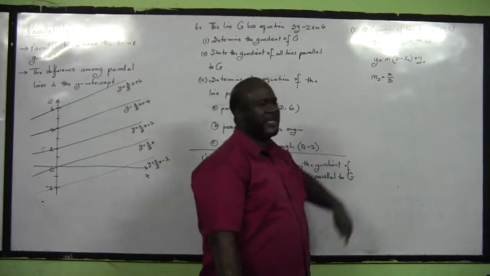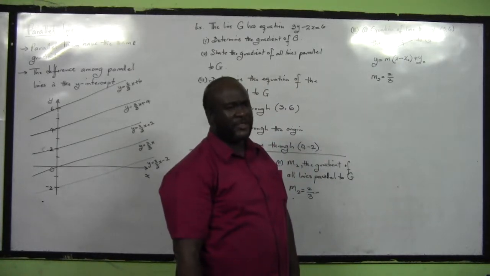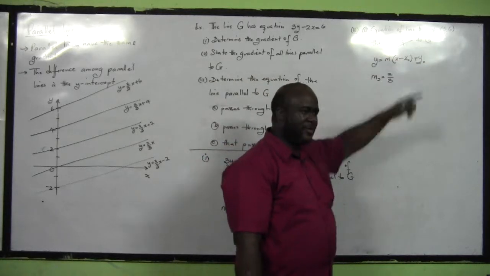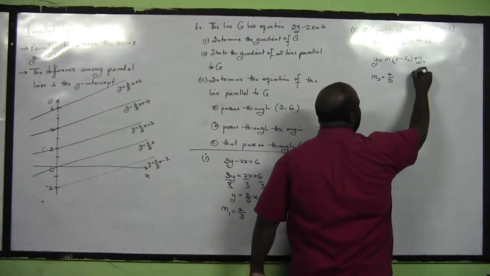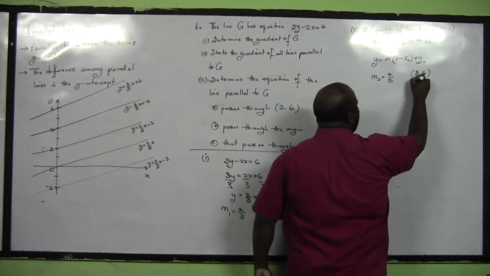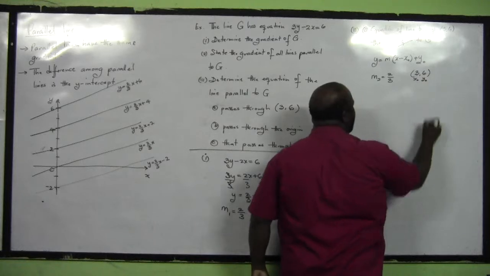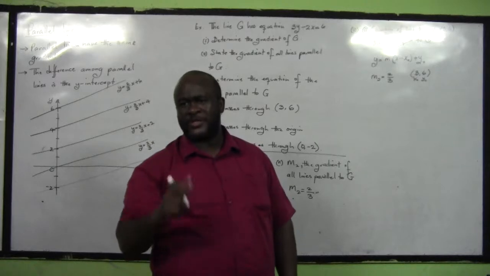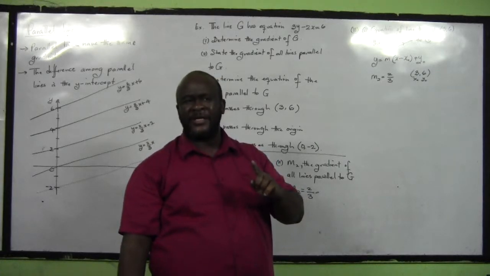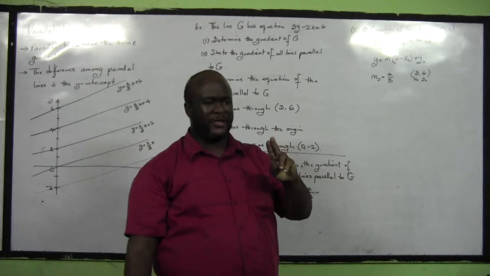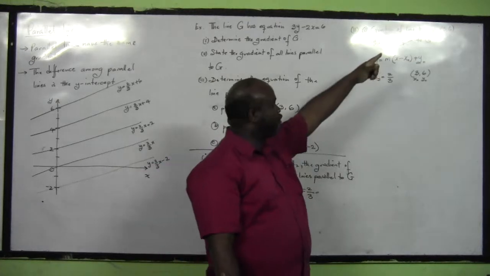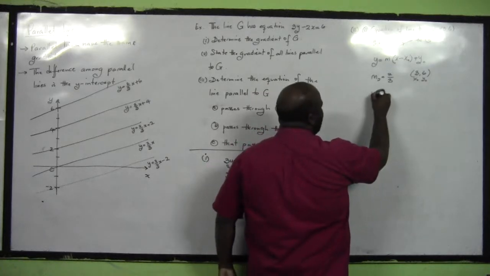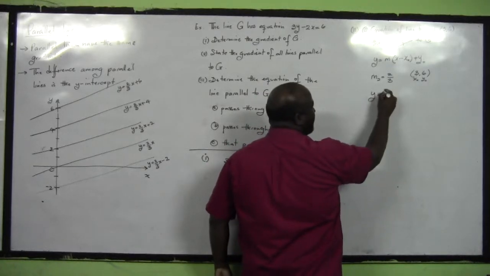I need one point on this line. The examiner gave it to us. He said that this line passes through which point? 3, 6. So this is my x naught and this is my y naught. To find the equation of any line by calculation, you need two things: the gradient of the line and the coordinates of one point on the line. The examiner told us that the line passes through 3, 6. So this is y is equal to m. What is m? 2/3.